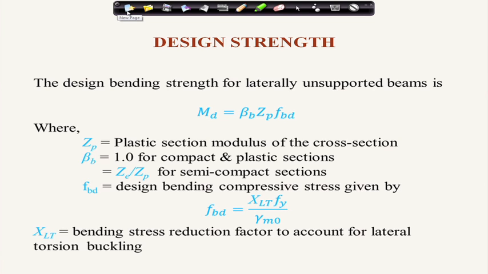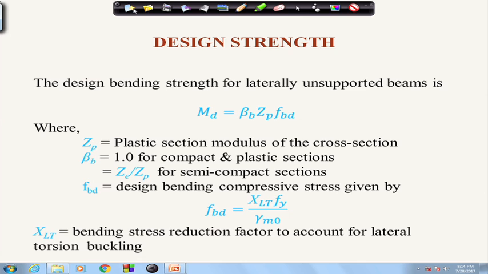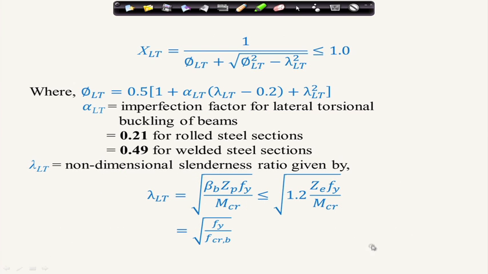First we have to find out the XLT value, the bending stress reduction factor XLT. If we can find out the value of XLT, the bending reduction factor due to lateral torsional buckling, then I can find out the design bending compressive stress, and once I find the design bending compressive stress, then I can find out the design bending strength. So, to finally find the design bending strength of the member, I need to first find out the bending stress reduction factor to account for the lateral torsional buckling.